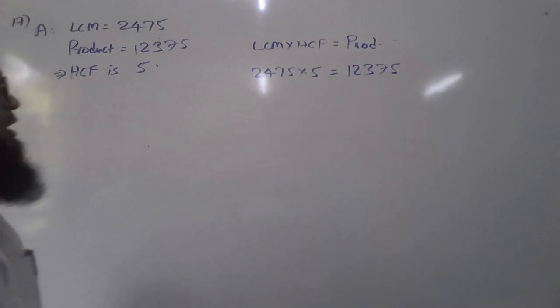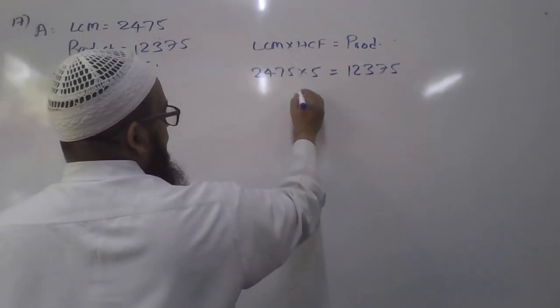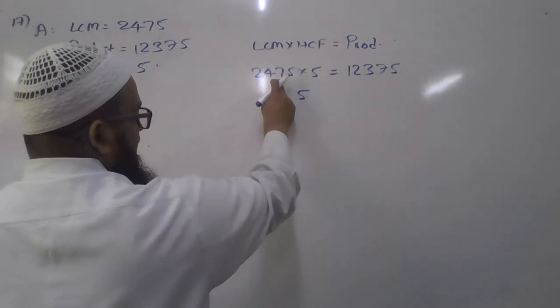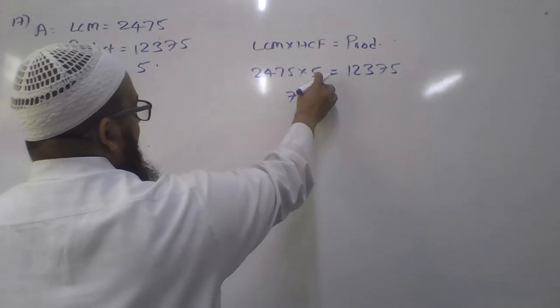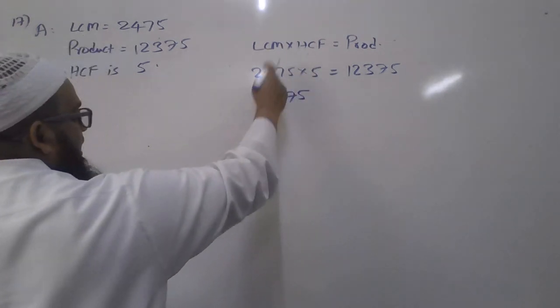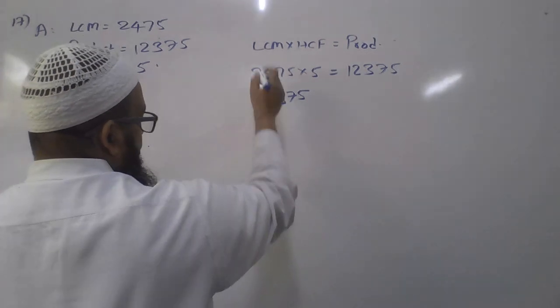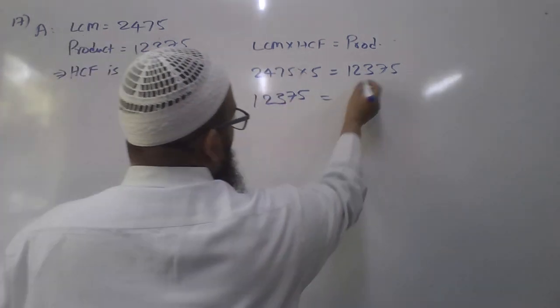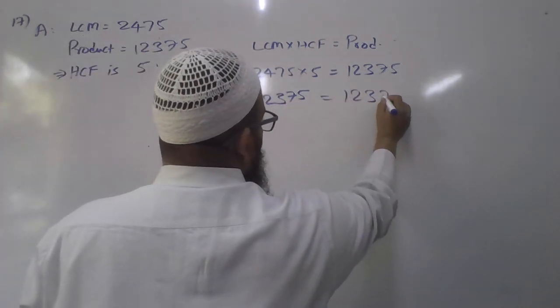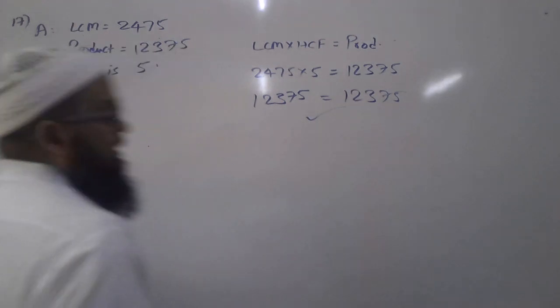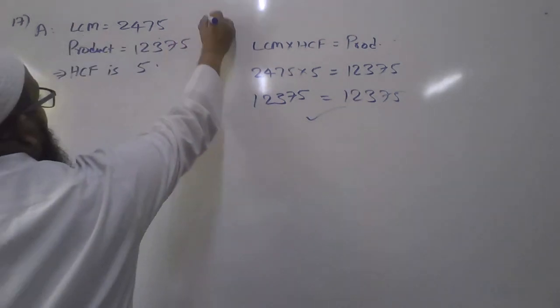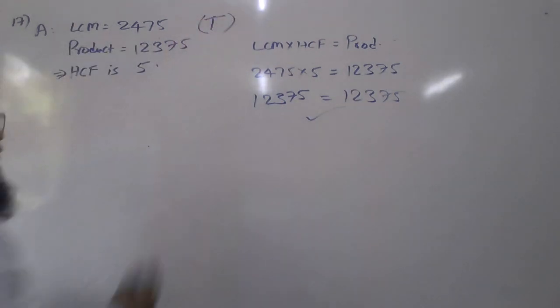Now let us check. 5 5s are 25, 2 carry on. 5 7s are 35, 35 plus 2 is 37, 3 carry on. 5 fours are 20, 20 plus 3 is 23, 2 carry on. 5 twos are 10, 10 plus 2 is 12. So what is the number over here? 12,375. Are they equal? Yes, sir, they are equal. Therefore, assertion is true.